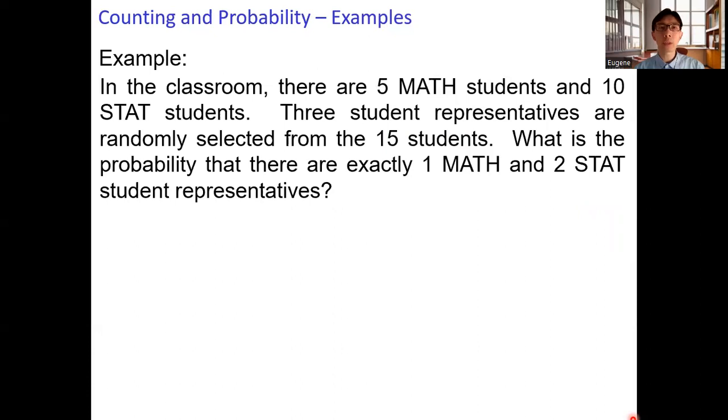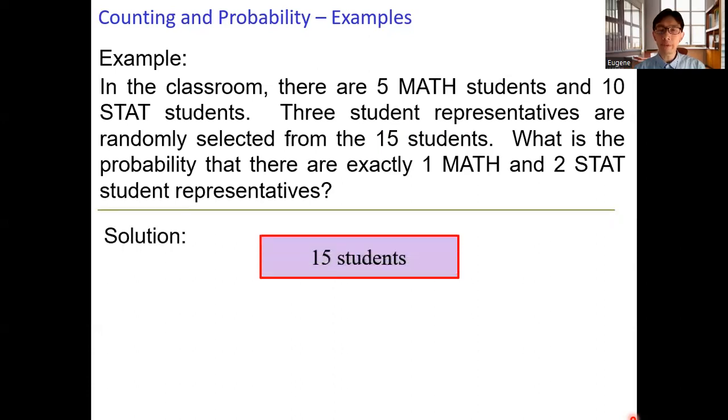In this question, we are asked about probability. But first, we need to do the counting. At the very beginning, we start with 15 students. We need to choose 3 out of these 15 students as representatives. So 15 choose 3. So there are altogether 15C3 ways to choose the 3 student representatives.